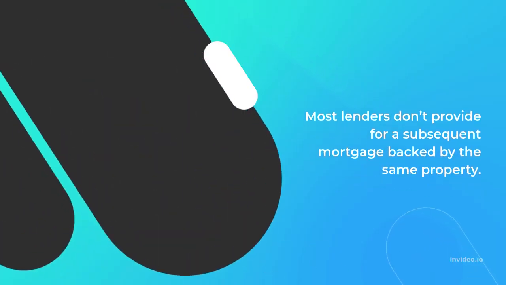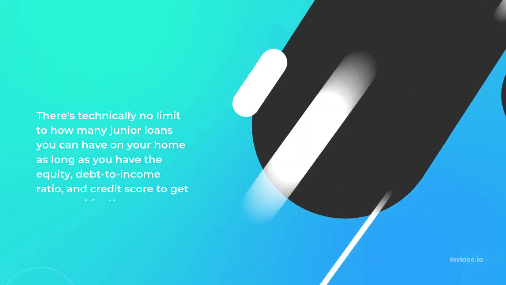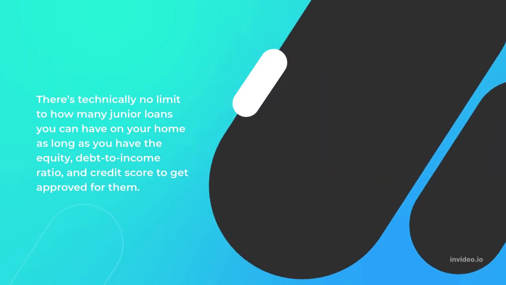Most lenders don't provide for a subsequent mortgage backed by the same property. There's technically no limit to how many junior loans you can have on your home as long as you have the equity, debt-to-income ratio, and credit score to get approved for them.